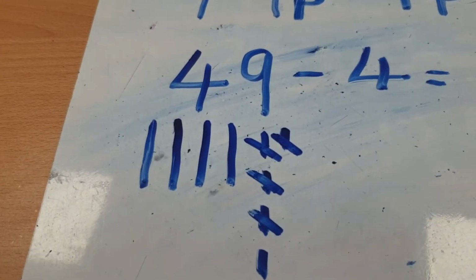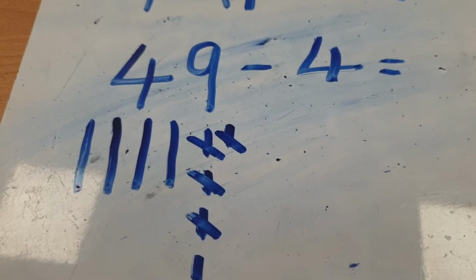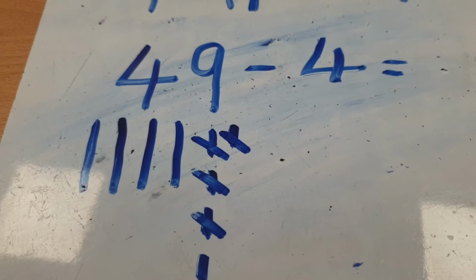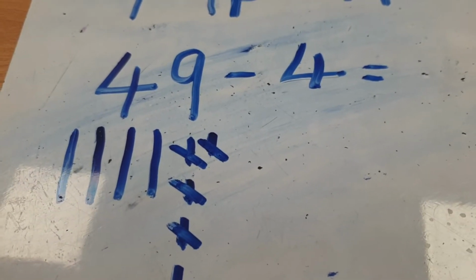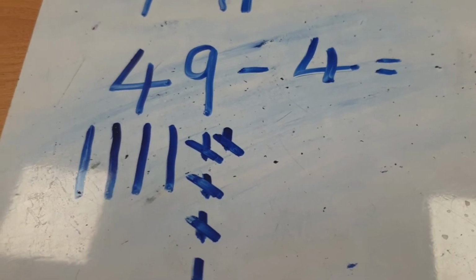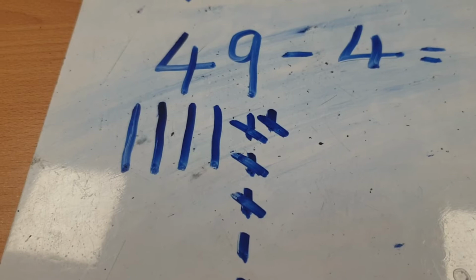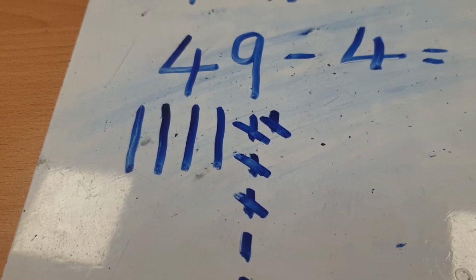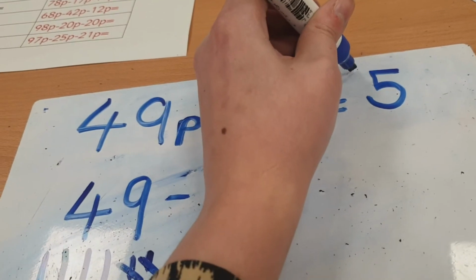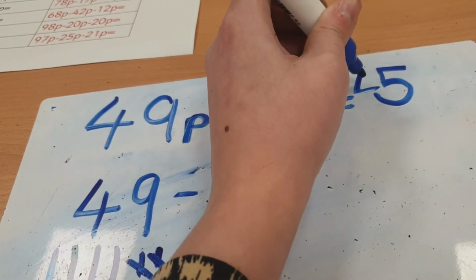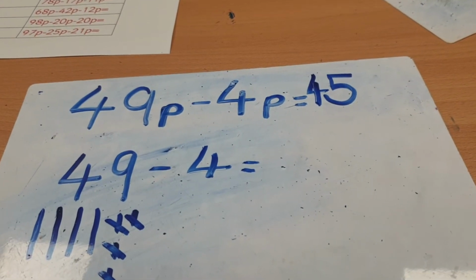Let's have a look at the tens. Do I need to take any tens away? No, because I've only got 4 ones. I haven't got a 2-digit number. I only had 4 ones. So I've got 4 tens, take away 0 tens. What does that equal? Well done, it equals 4 tens. I'm going to write my 4 tens before my ones because a tens number always goes before the ones.